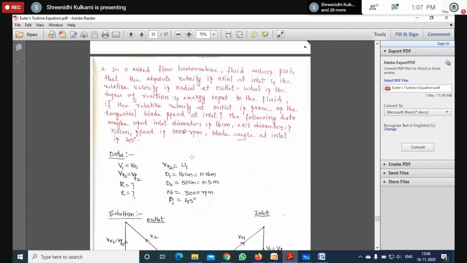The following data may be used. Inlet diameter is 16 centimeter, outlet diameter or exit diameter is 50 centimeter, and speed is 3000 RPM, and blade angle at inlet is 45 degree. So beta 1 is equal to 45 degree.